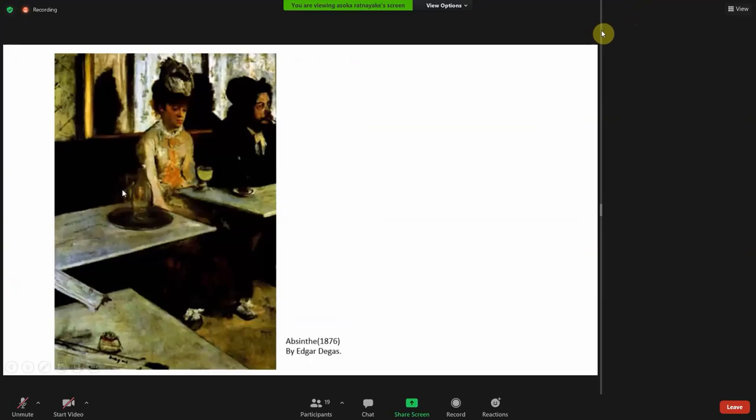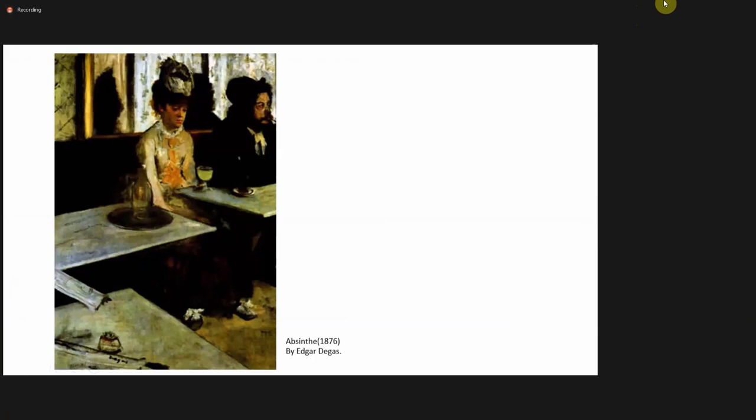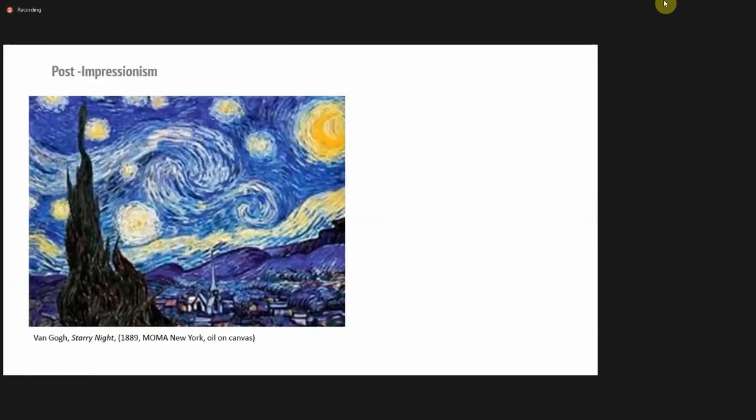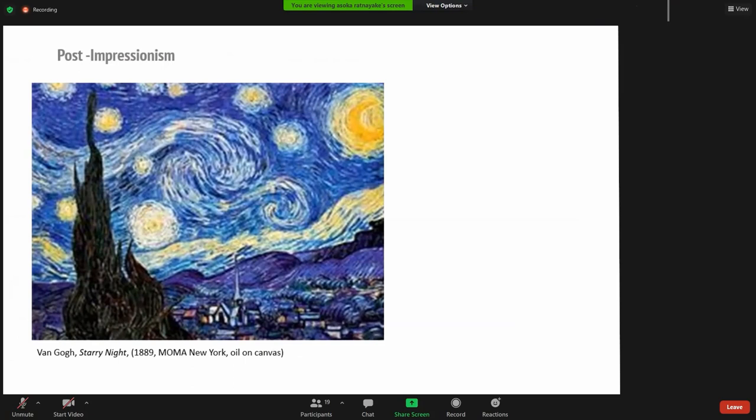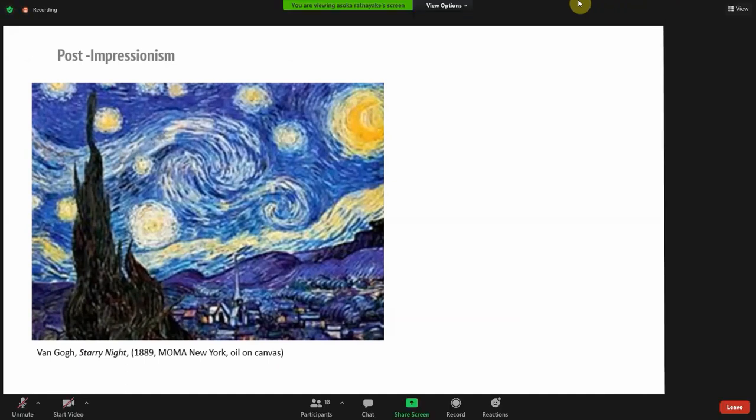Let's see another painting by Edgar Degas. And after Impressionism, it was another movement called Post-Impressionism, just followed by Impressionism. The most prominent artist in this was Vincent van Gogh.